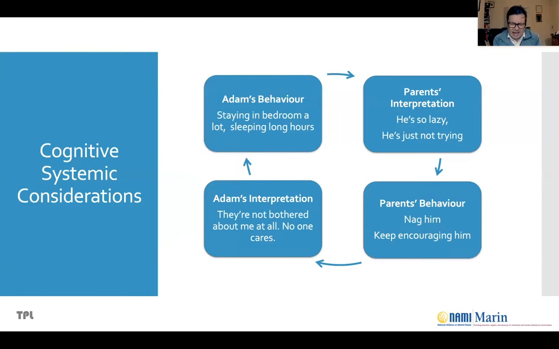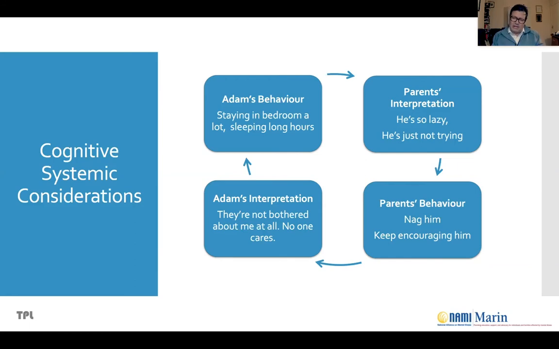So here's an example of the kind of family interaction. Adam is a young man with psychosis with negative symptoms. He stays in his room a lot and he spends a lot of his time sleeping. The parents mean the best for Adam, but they don't know what to do with him. And they start to think, oh, maybe he's just being lazy. Maybe he could just try a bit harder.